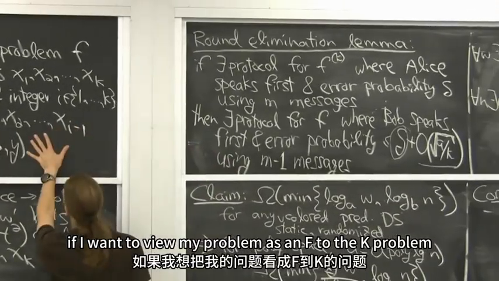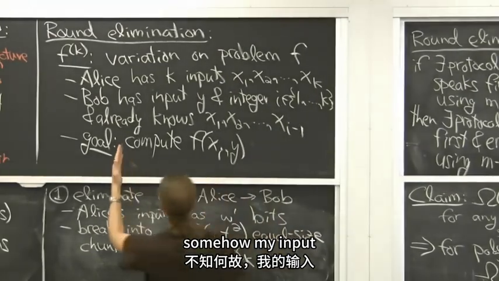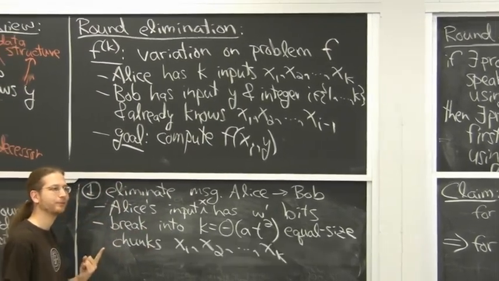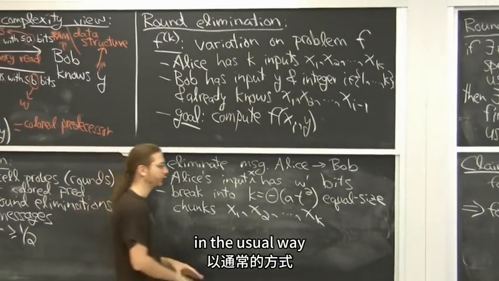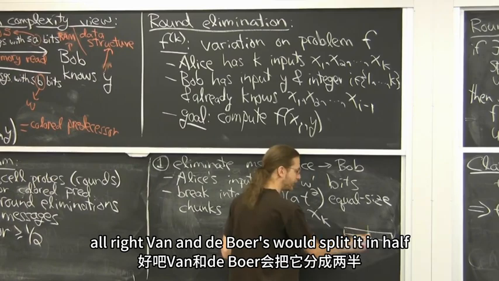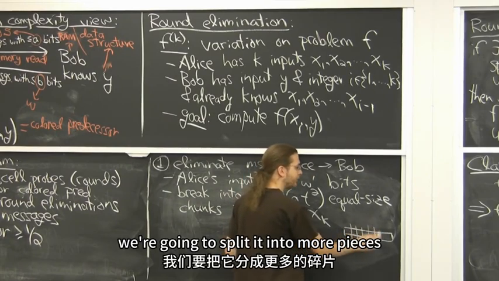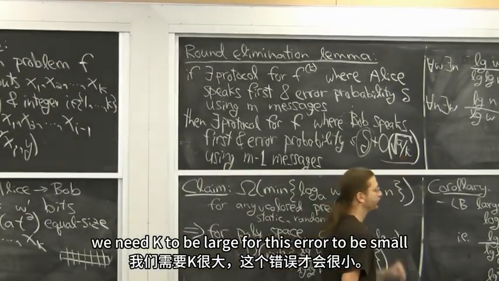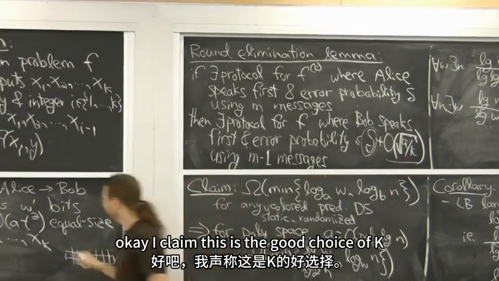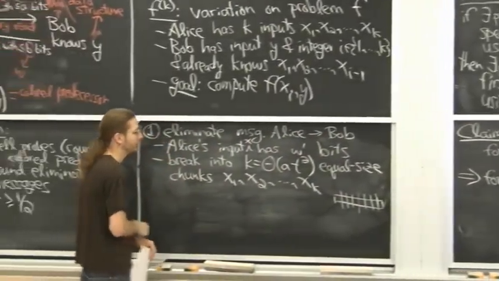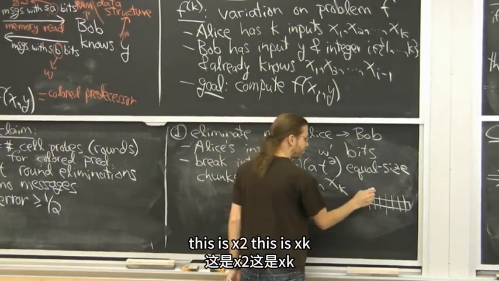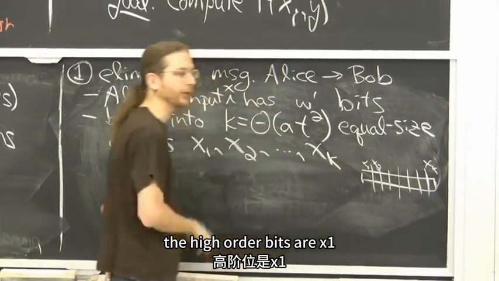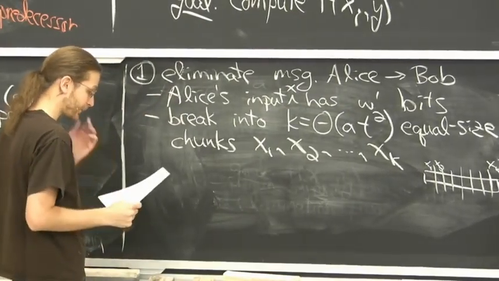If I want to view my problem as an f to the k problem, somehow my input is not just one thing, it's k things. In reality, the input is a single word, so I'm going to have to split it into subwords in the usual way. Van den Bosch would split it in half. We're going to split it into more pieces because we need to guarantee that this error is small. We need k to be large for this error to be small. I claim this is the good choice of k. So this is x1, this is x2, this is xk. The low order bits are xk and the high order bits are x1, or the reverse, it doesn't actually matter.